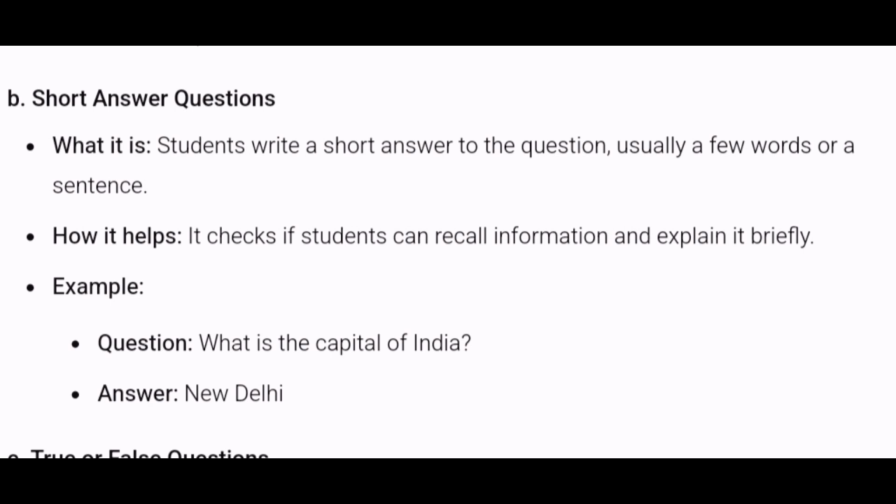There the students have to answer briefly. Like suppose you say, what is the capital of Meghalaya? What is the capital of Assam? Right?